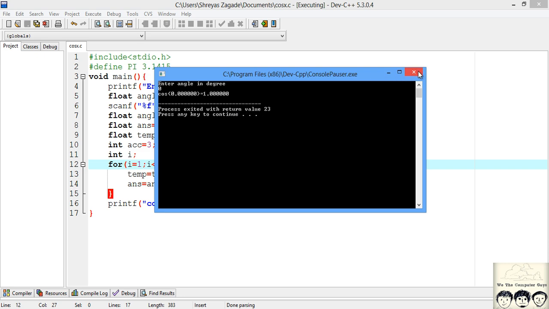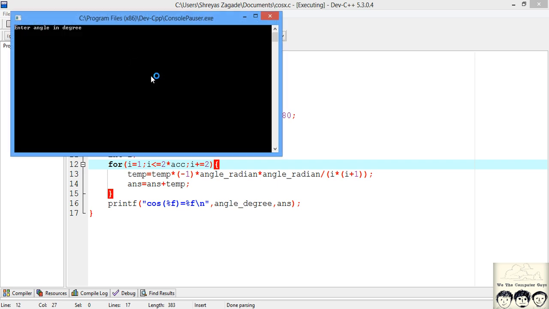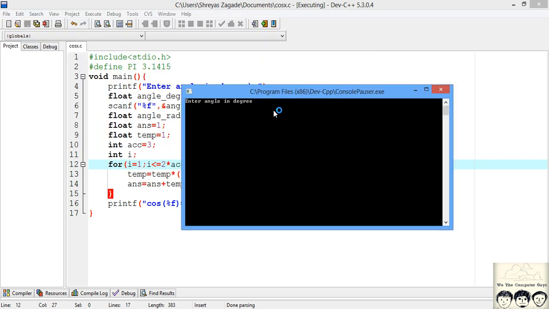So let's try another value. Say cos of 90 degree. I guess most of you know that cos of 90 degree is 0. So it is approximately 0. Now if you change the accuracy, you will get different answers over here. As you increase the accuracy, you will go more towards 0. So you can play around with this.